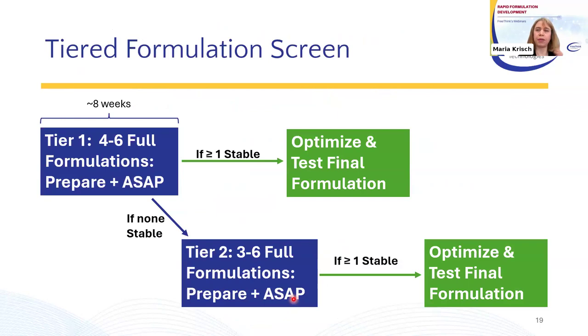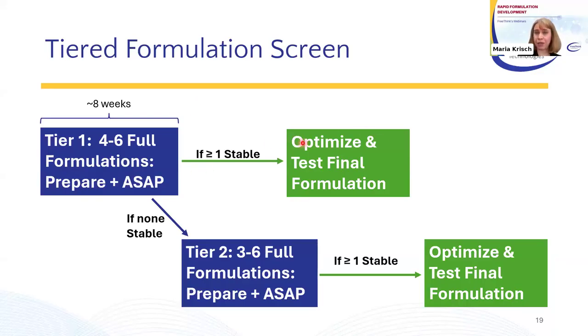So the way we think about these tiered formulation screens is sort of visualized here, right? So tier 1, we make 4 to 6 full formulations. We prepare each of those formulations and perform an ASAP study on them. Hopefully, at least one of them will be stable at the target shelf life.